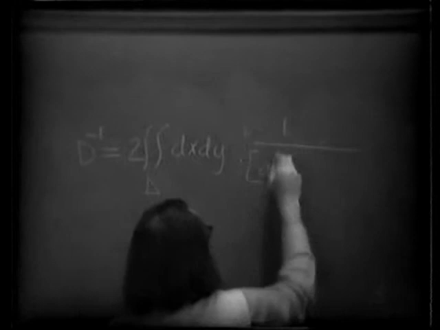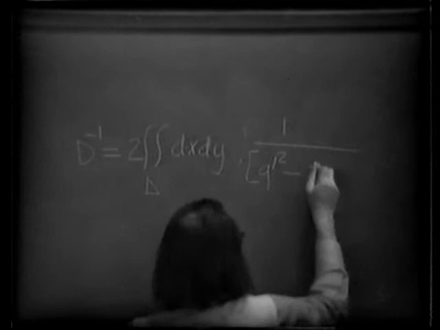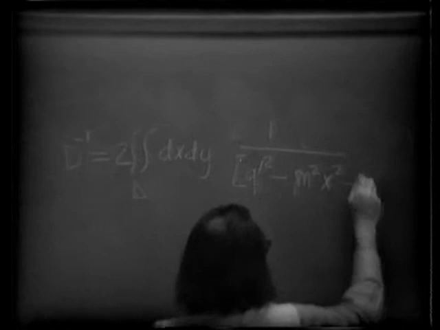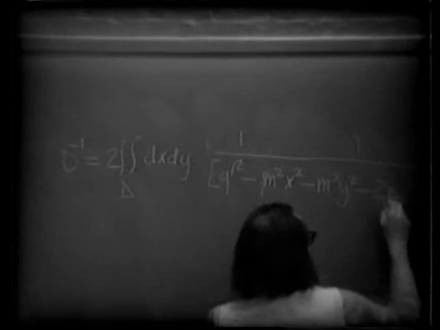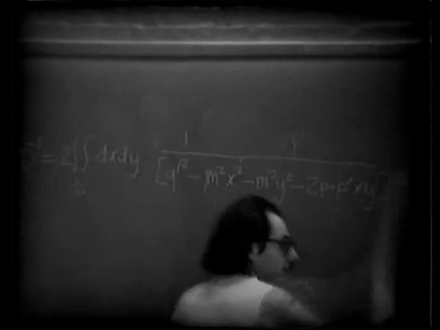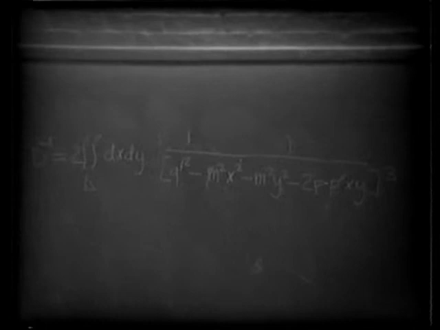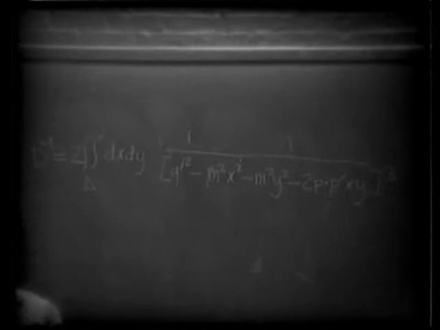1 over q prime squared, minus p squared, which is m squared, times x squared, minus p prime squared, which is m squared, times y squared, minus 2p dot p prime, times xy, whole quantity cubed. Any questions? I've just subtracted p prime x plus py squared.